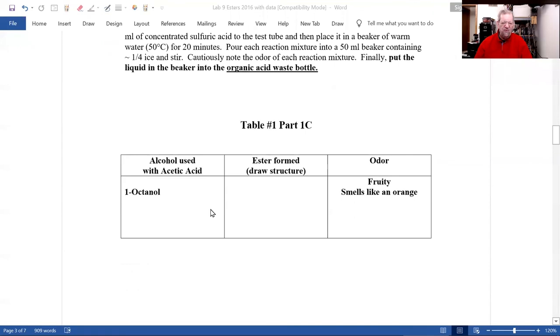And one seed will take acetic acid and one octanol. And this is one of the main esters in an orange that makes an orange smell and taste like an orange. And don't forget to draw the structure.